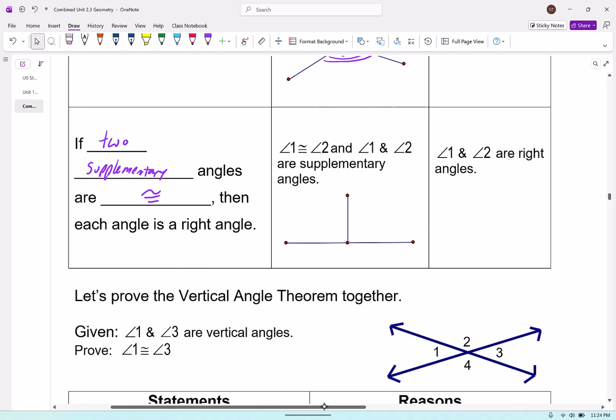So you can see here that if I label this angle 1 and angle 2, I've got a right angle there and a right angle there. The measure of angle 1 plus the measure of angle 2 equals 180. If the measure of angle 1 then equals the measure of angle 2, they are right angles.